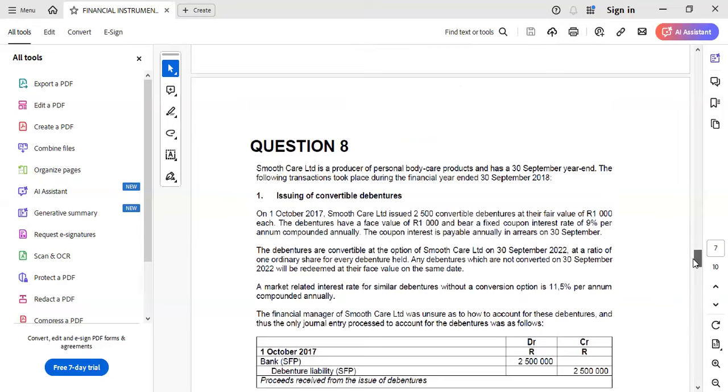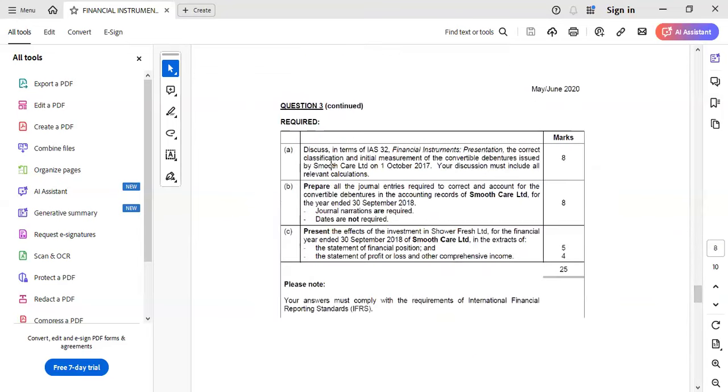Right. Then we were told here, discuss in terms of IAS 32, Financial Instruments: Presentation, the correct classification and initial measurement of the convertible debentures. Your discussion must include relevant calculations.